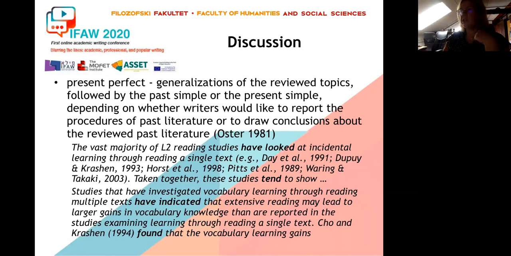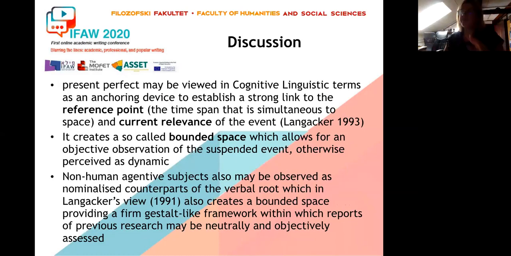Also, what is interesting is that, as we've claimed, present perfect focuses on generalizations of the reviewed topics, followed by the past simple or the present simple, depending on whether writers would like to report the procedures of the past literature or to draw conclusions about the review of past literature. So these examples show you, right? We have first the introductory part of the non-human subject with present perfect, and then we continue with present simple or past simple.